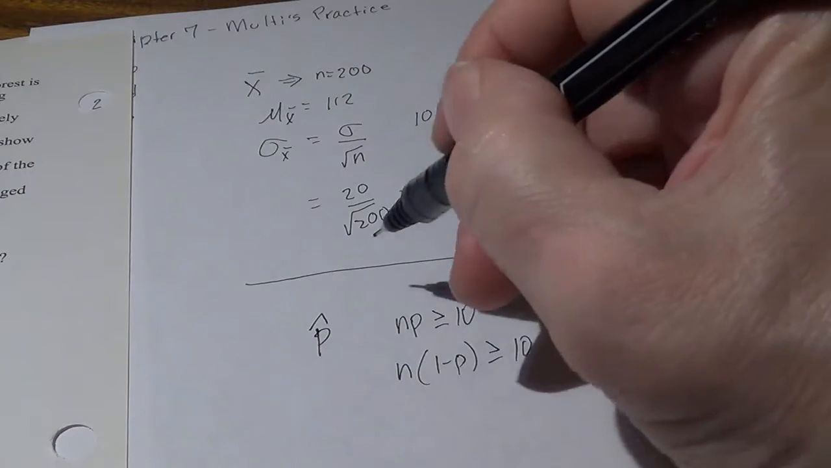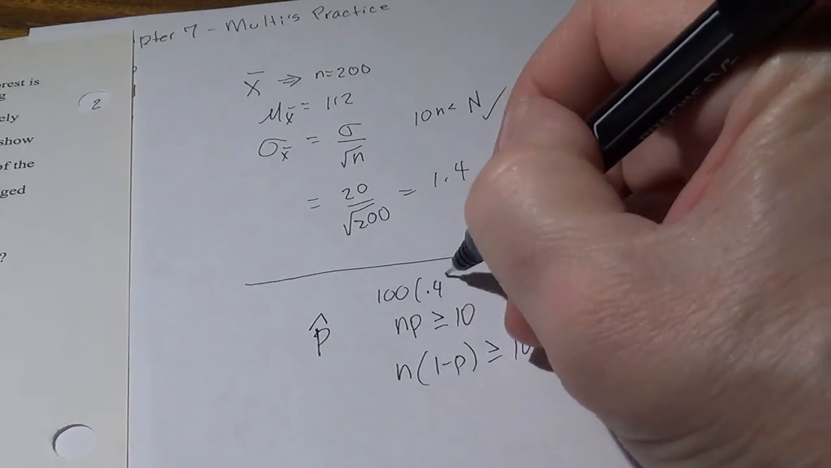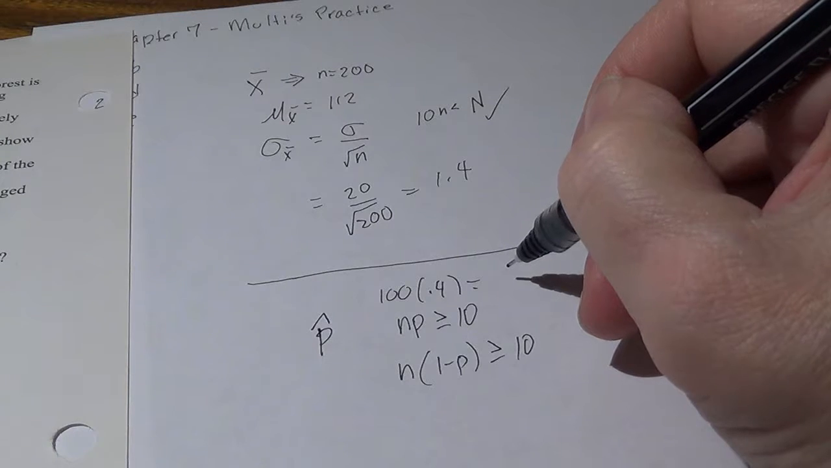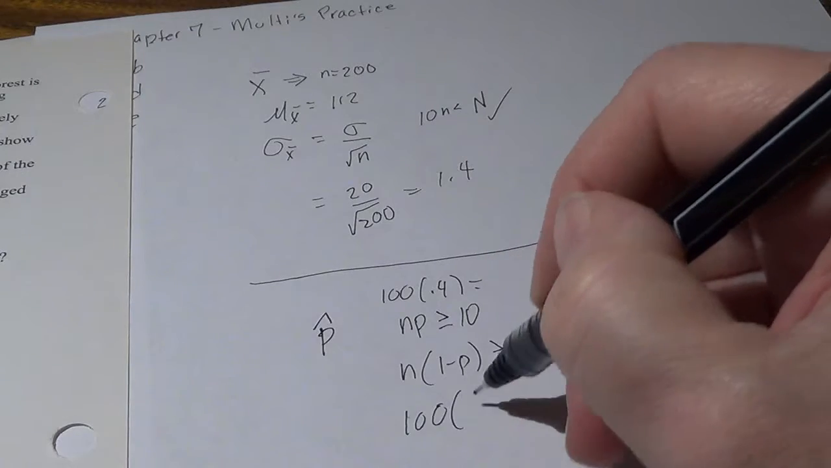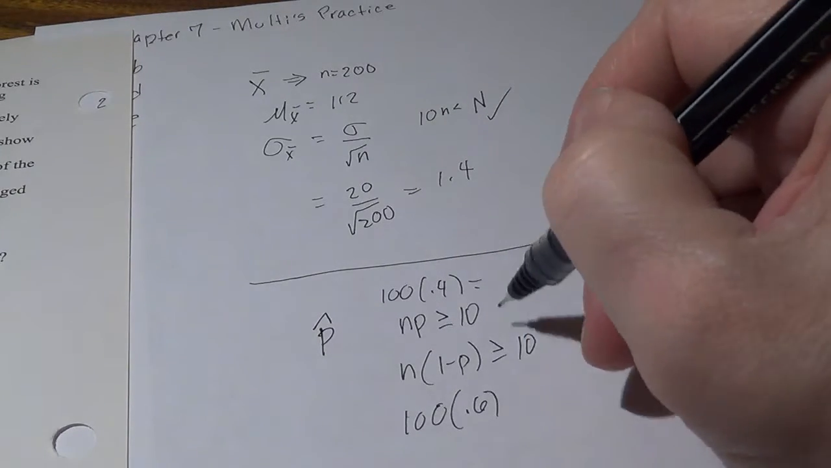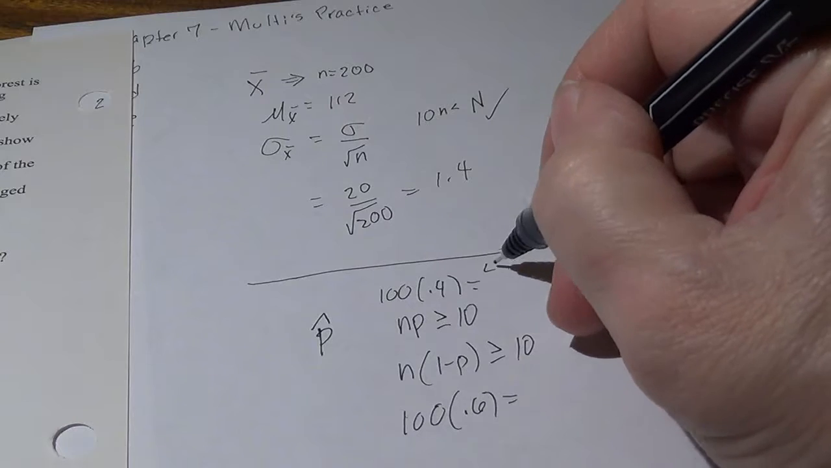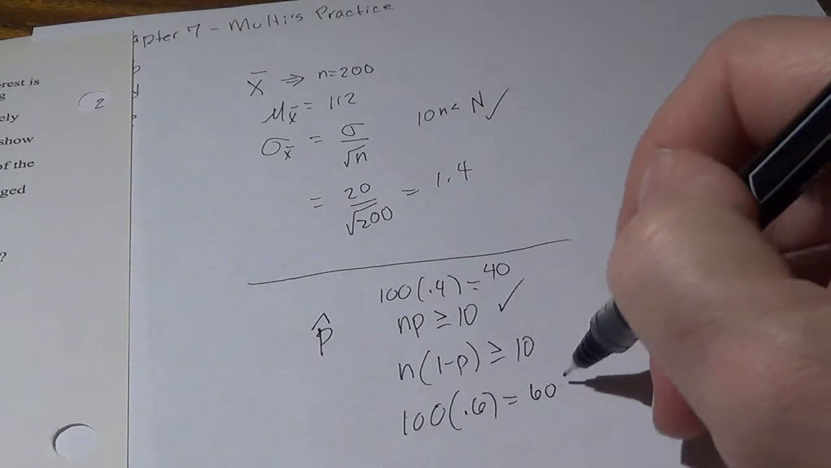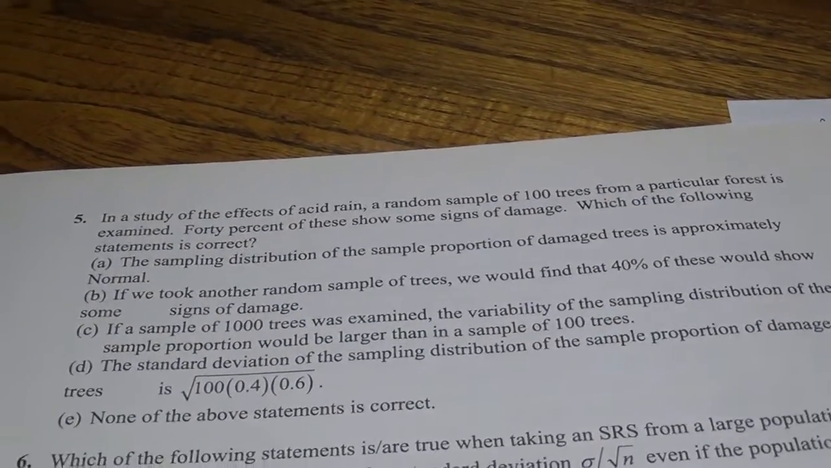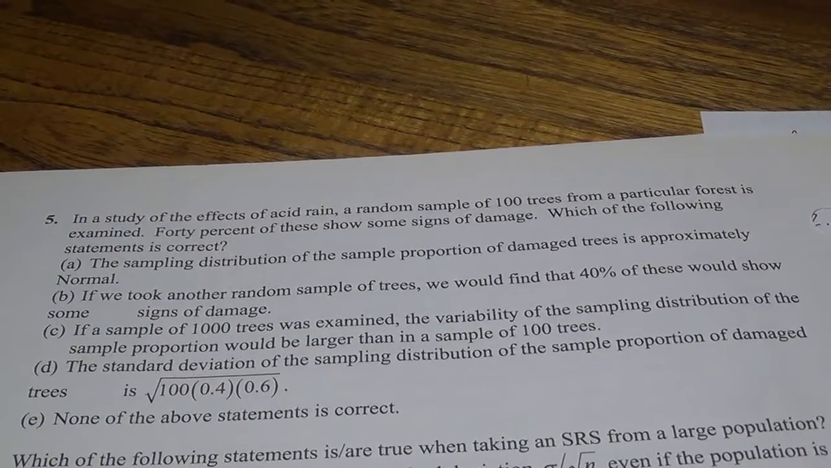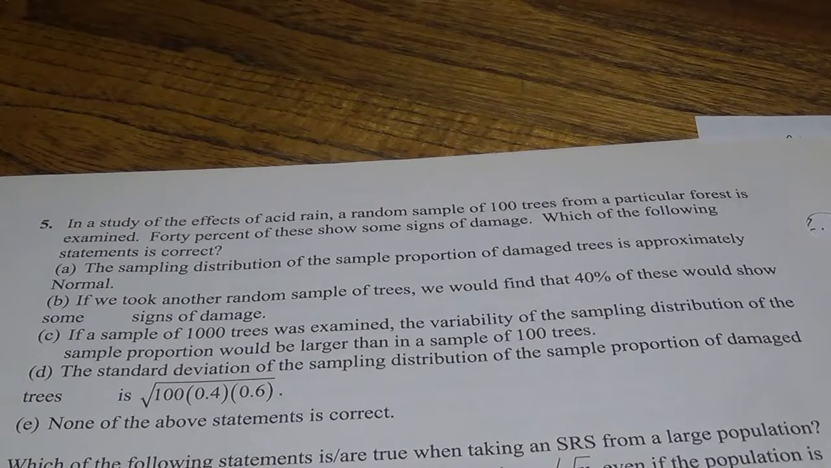So n is 100, the proportion is 0.4, so that is 40. And this one's 100 times 0.6, that's 60. They're both greater than or equal to 10. So we can say that it approximates the normal curve. So let's see what A said again. The sampling distribution of the sample proportion of damaged trees is approximately normal. I'd say that is true. We'll check the others and see if we disagree with them.